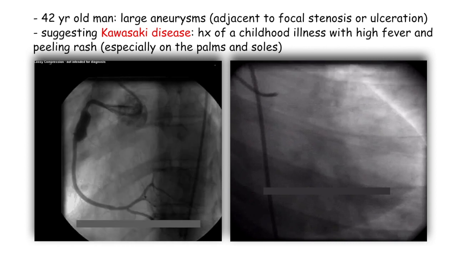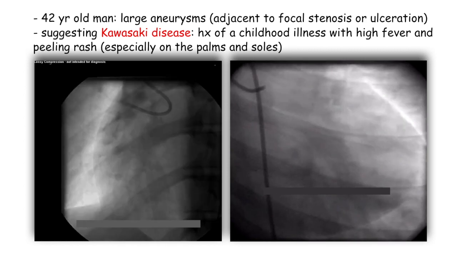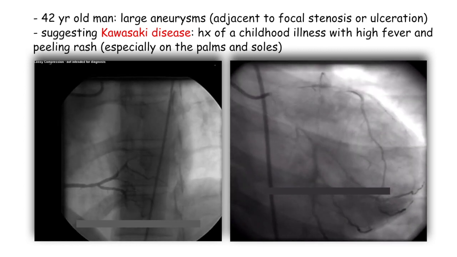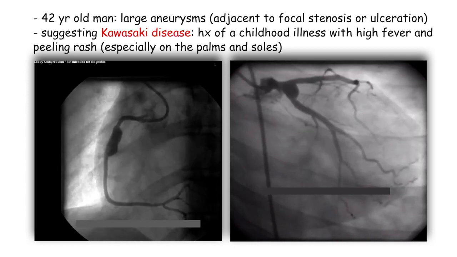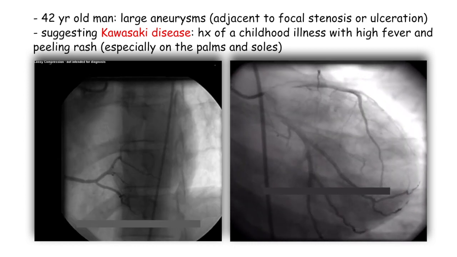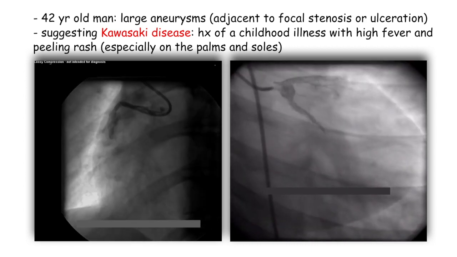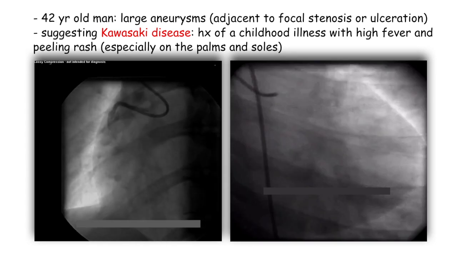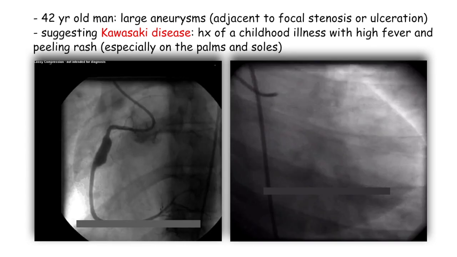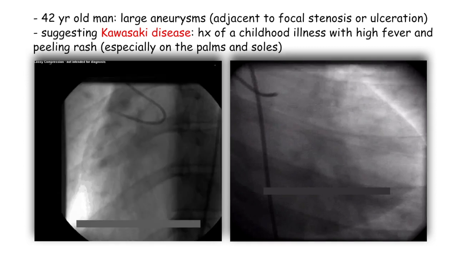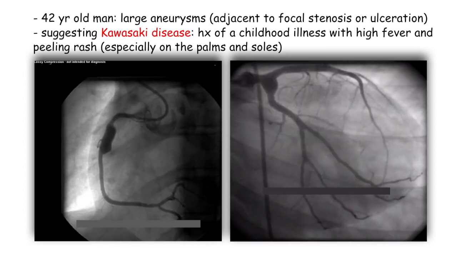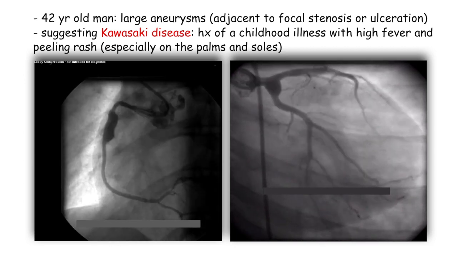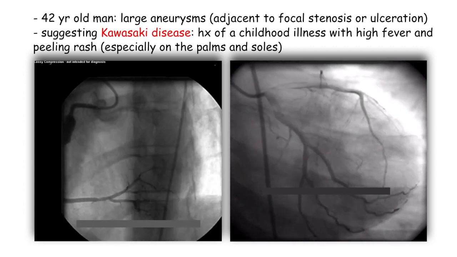Okay, this is a 42-year-old patient who presented with a large aneurysm in the RCA as well as in the LAD and the circ. And as we can see, the one in the LAD and the circ is also associated with underlying coronary heart disease. How do we know this is Kawasaki disease or not? We need to take history from the family. Did they have a childhood illness with high fever, skin rash, joint disease or not? And then you associate that with Kawasaki disease.